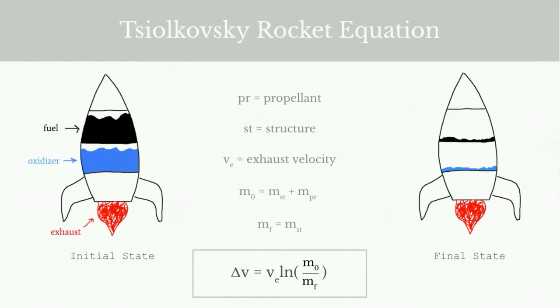That is multiplied by the logarithm of the ratio of the initial mass, which is the mass of the propellant and the structure combined, and the final mass, which is only the mass of the structure since all the propellant has been used. The main reason this is important to the material selection is that the higher the ratio of the initial mass and final mass, the higher the maximum attainable velocity is.